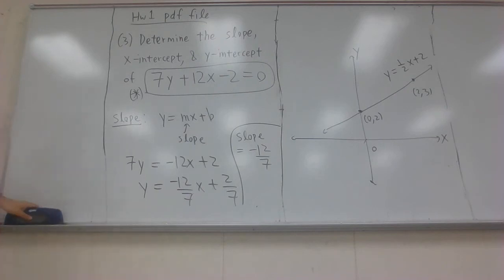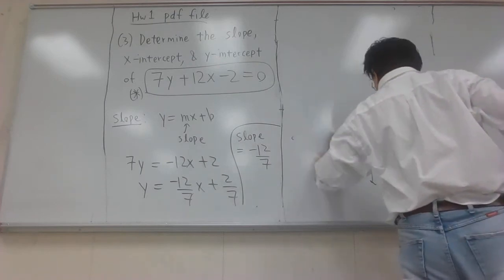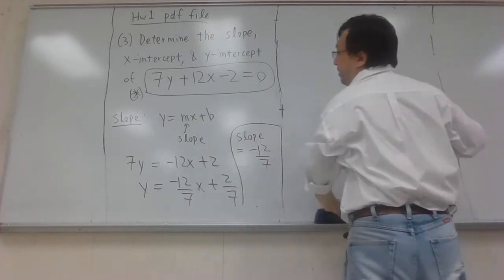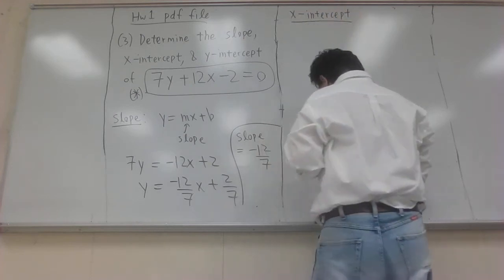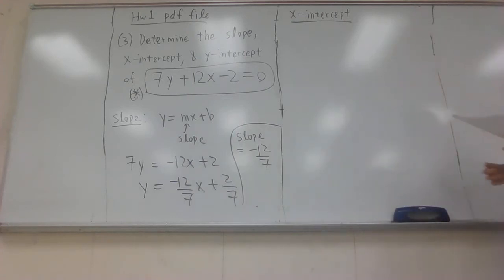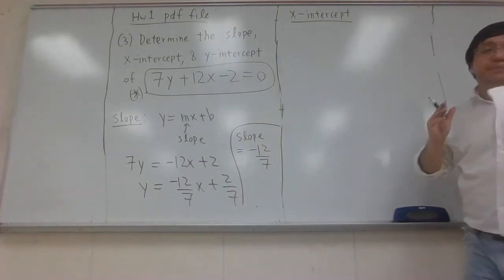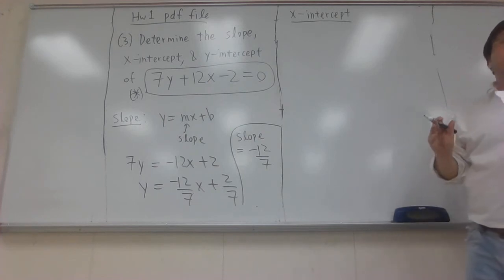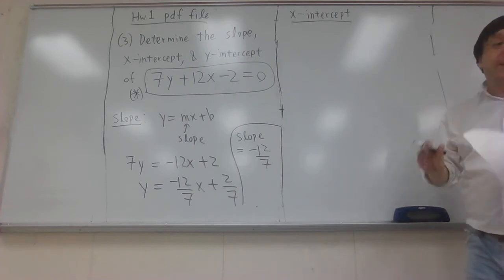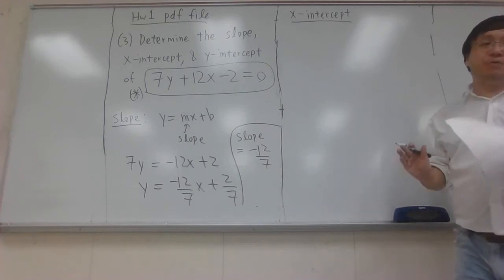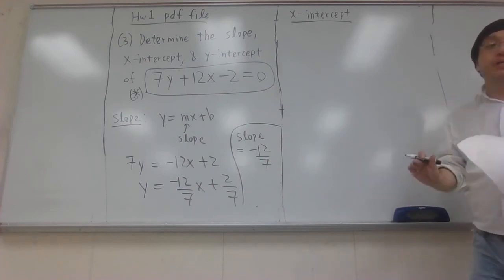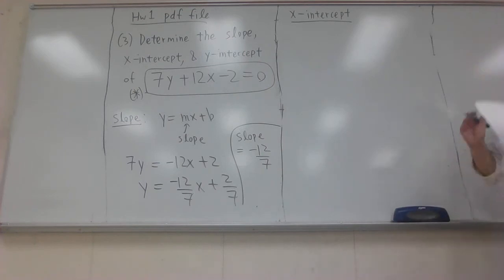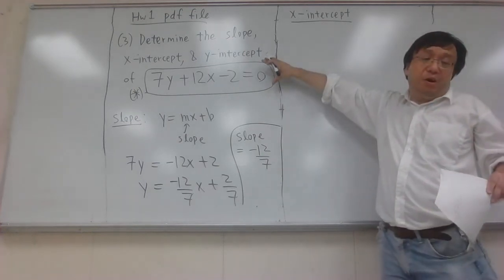Okay, now let's find the x-intercept. Remember from last time's lecture, how do you find the x-intercept? The x-intercept is the point on the straight line where y is equal to 0. So you plug y equals 0 into the equation star, and you solve for x.